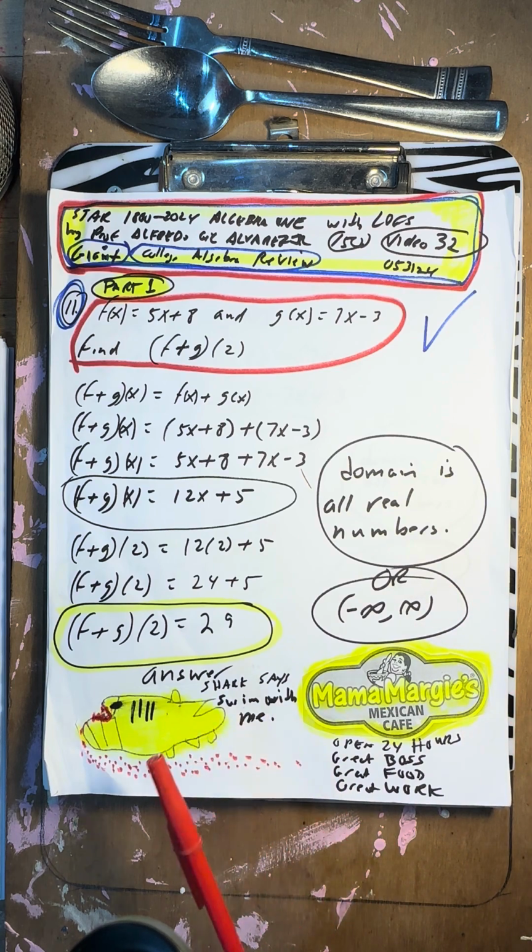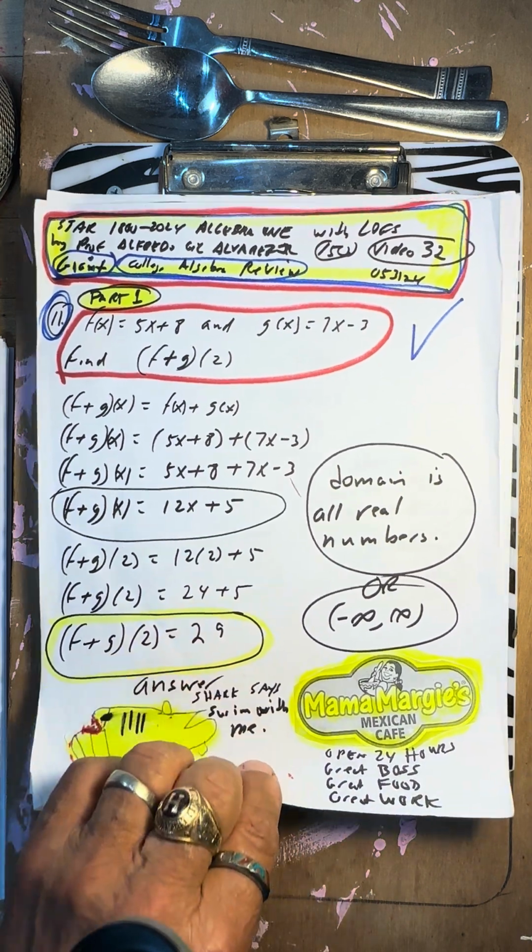And Shark says, swim with me. After you do this review, go swim in Gaussian Padragon somewhere.